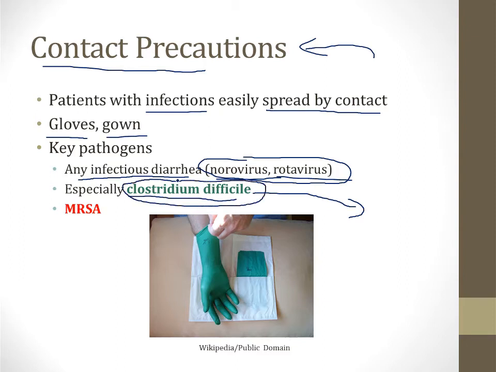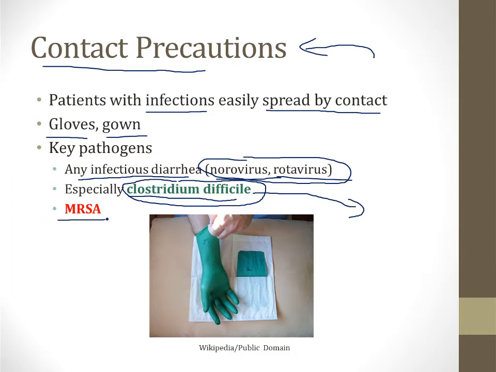And then finally, you'll often see contact precautions instituted for patients with MRSA infections. Methicillin-resistant Staph aureus is present on the skin and in the nasal passages, and if a patient develops an infection with this, it can be spread around to other patients, and you can see an outbreak of antibiotic-resistant Staph aureus infections in the hospital.